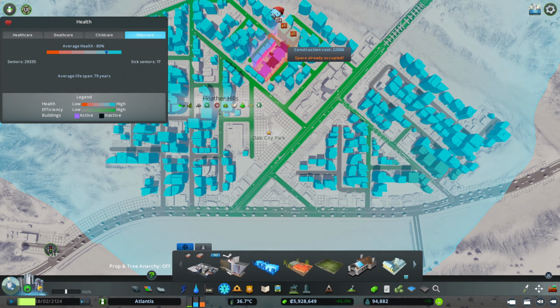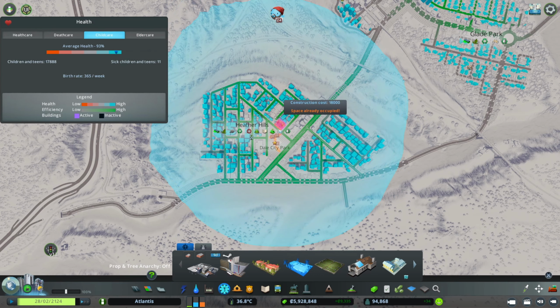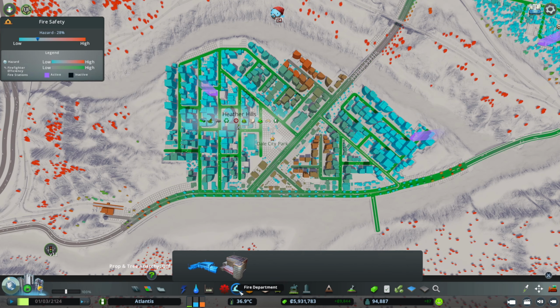And finally, for health, we did the elder care right here. The area of effect of this is huge, as you can see. So one of those covers all the area. The same goes for the child care, just over here. And this is more than enough, to be honest. We don't need anything else than that. So it's pretty good.